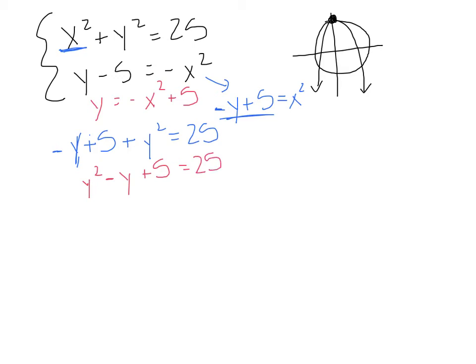And haha, another quadratic. Let's move that 25 over so we have equals 0. Y squared minus y minus 20 equals 0. And let's see if we can factor. We're looking for numbers that multiply to be negative 20 and add to be negative 1.